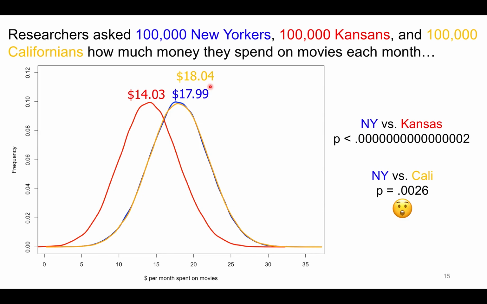So just be aware that there is the possibility for researchers to manufacture a significant difference by collecting so much data that it's almost impossible for there not to be a significant difference. That's just something to be aware of.